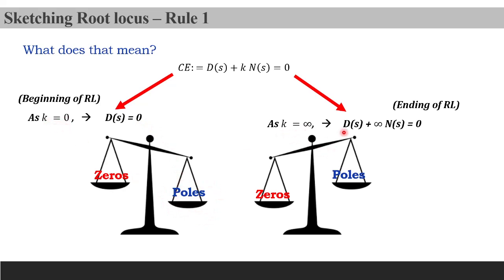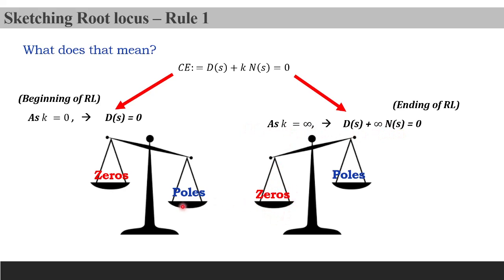And when k is equal to infinity, you can see that although D(s) is there, when infinity is multiplied with D(s), the characteristics of the numerator are greatly amplified, because all of the coefficients will be multiplied with infinity and become very large numbers. Significantly, D(s) is again present there, but N(s), which is the numerator, would get dominated, right?